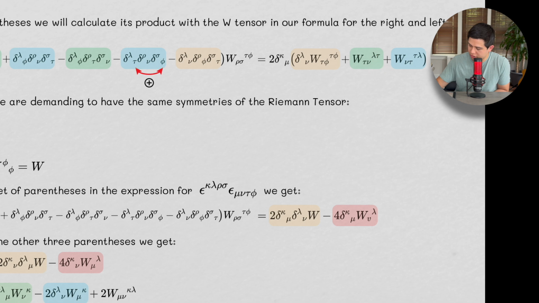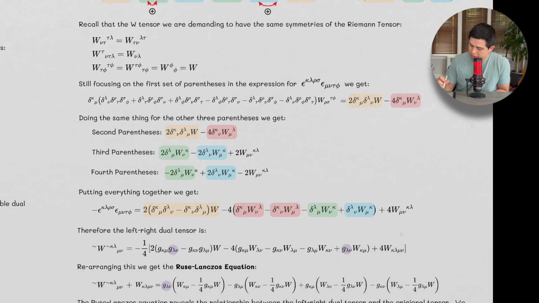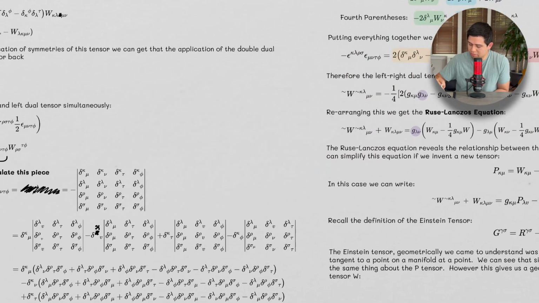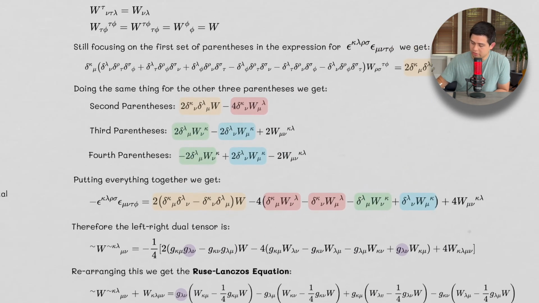Some places we have contraction, other places, right? So we have lambda nu, and then kappa mu right here. And then kappa mu here as well. So, doing the same thing for the other three parentheses, we get these, right? So, I'm skipping over some steps, right? Because a lot of this is just really boring calculation of a determinant of a bunch of Kronecker deltas. So I'm kind of punching to the chase here and giving you the answers, okay?